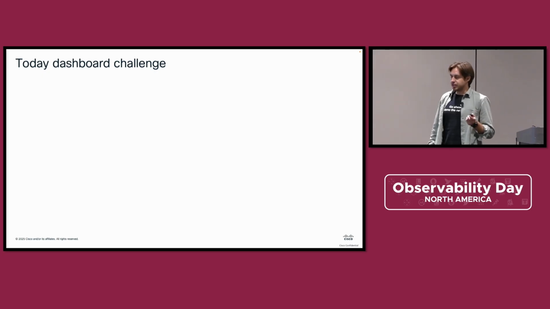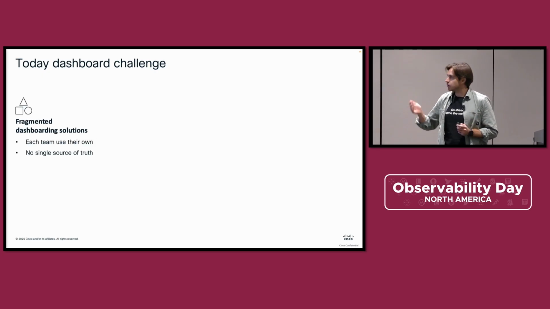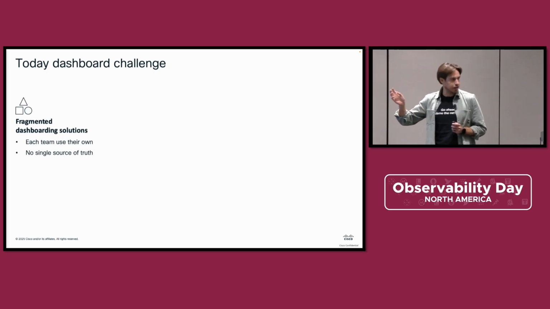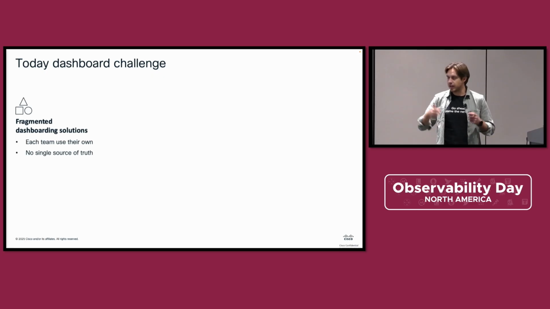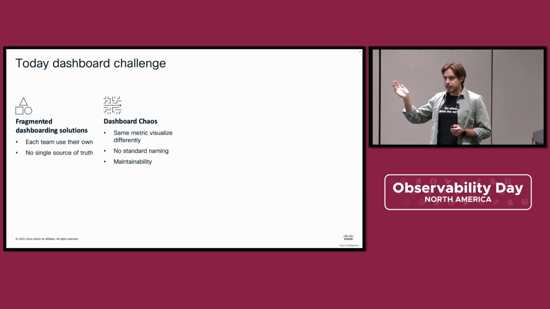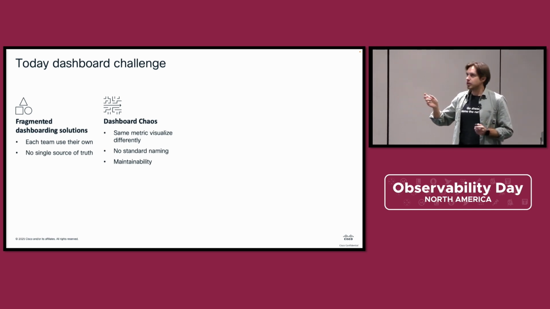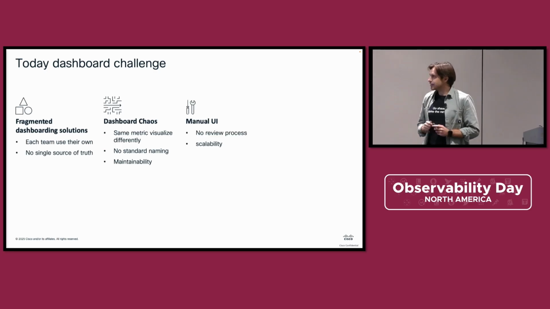Why do we need Perses? The main reason is that there are many dashboard problems. Dashboards are fragmented. In the same organization, different teams are using different platforms like Elastic, Grafana, Prometheus. So there is not a single source of truth. Dashboard chaos, I really like that one. For the same metric name, different teams are calling it differently. They are representing it in a different way. And who maintains those? No one, right?